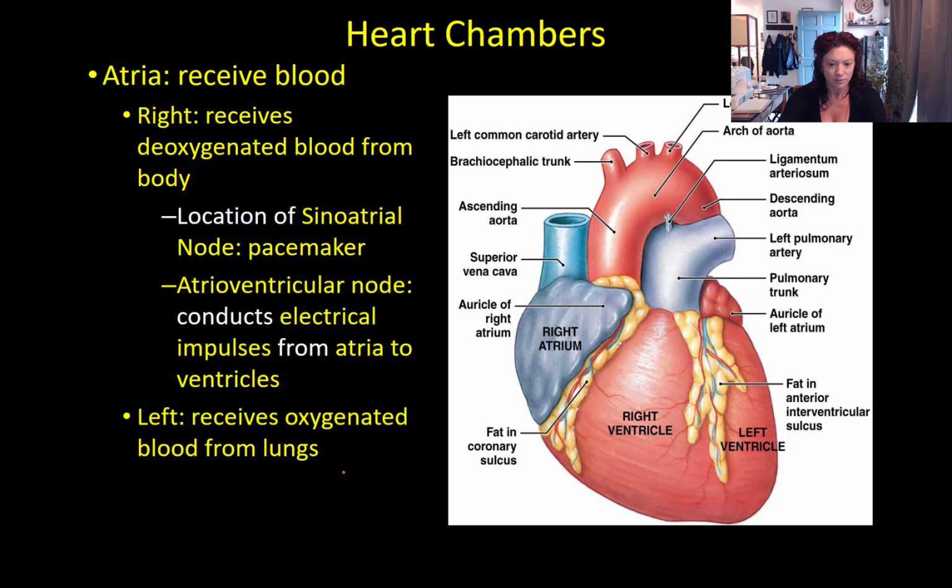Now, the right atrium, you can't see it on this diagram, but internally it has 2 important nerve clusters. The first is called the sinoatrial node. The sinoatrial node is the pacemaker of the heart. It's what determines your heart rate and keeps it nice and regular. The atrioventricular node is actually electrically conductive. It conducts electrical impulses from the atria to the ventricles to make sure that they are beating in sync with each other. The atria contract first, followed by the ventricles. Okay?